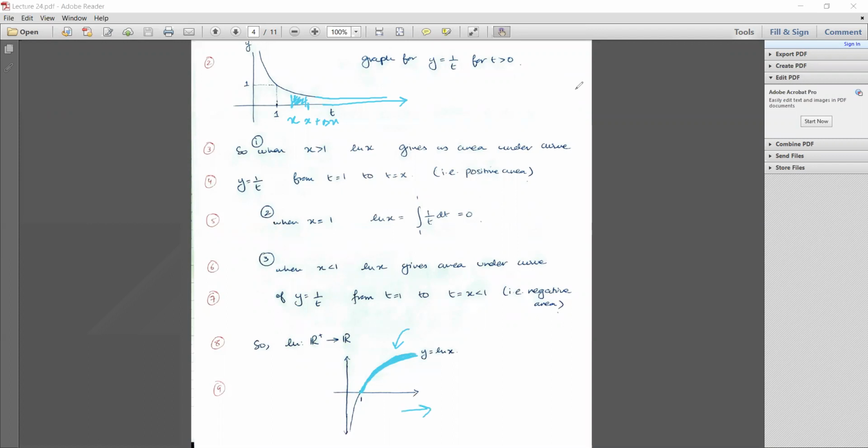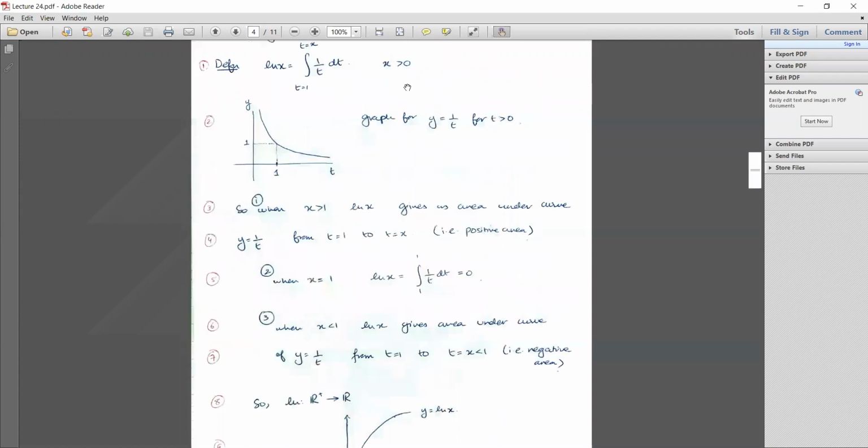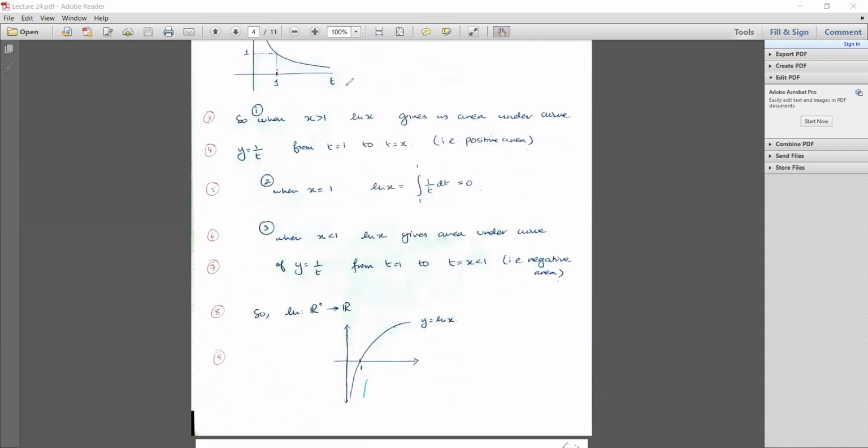And what's happening as x gets closer and closer to 0? If x is less than 1 and it's getting closer and closer to 0, your area is becoming larger and larger. So as x becomes very, very close to 0, ln x becomes larger and larger and negative. So as x approaches 0 from the right-hand side, ln x approaches negative infinity. Any questions? Does everyone understand the dynamics of this graph?